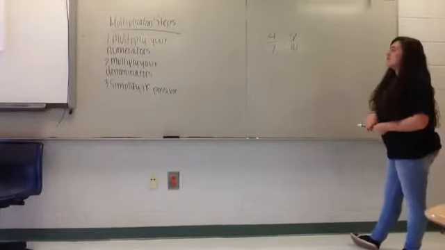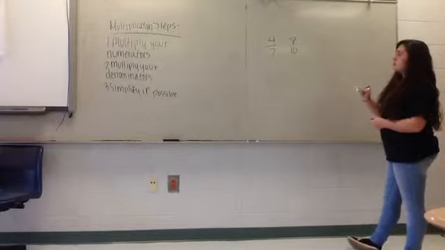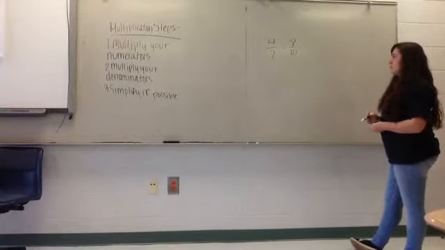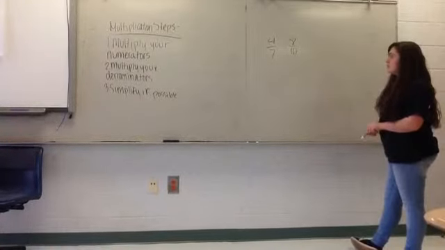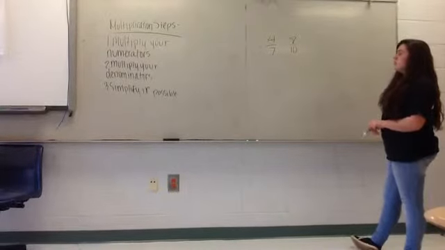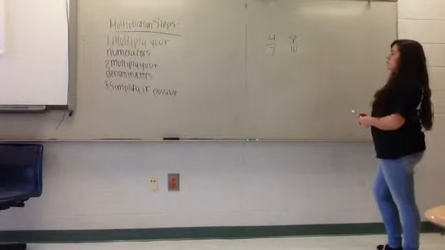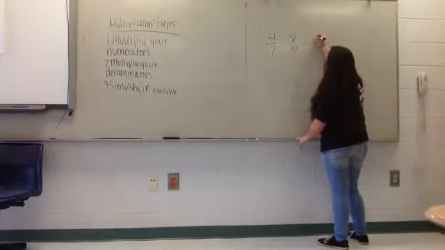Your next problem is on multiplication. Your multiplication steps are to multiply your numerators, which are the top numbers, and your second step is to multiply your denominators, which are the bottom numbers, and your third step is to simplify if possible. So we're going to follow our first step and multiply our numerators. 4 times 8 equals 32.